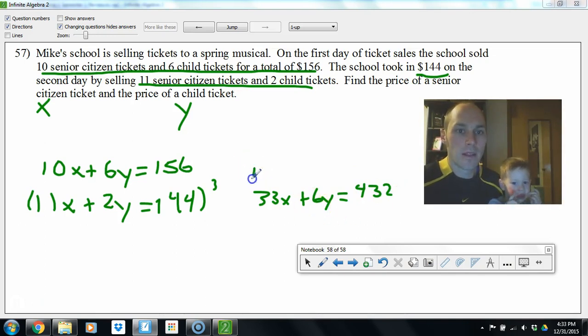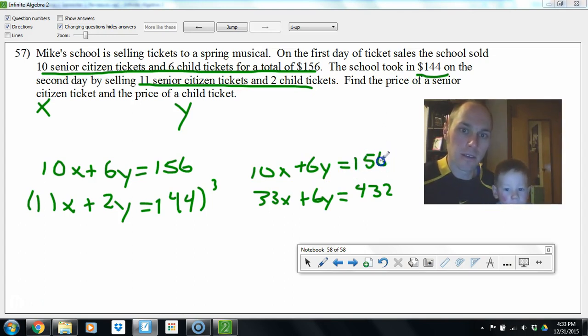Okay, and the original one was 10x. Are you done? You don't want to sit here anymore? Equals 156. All right, you can be done. I gotta finish this one.